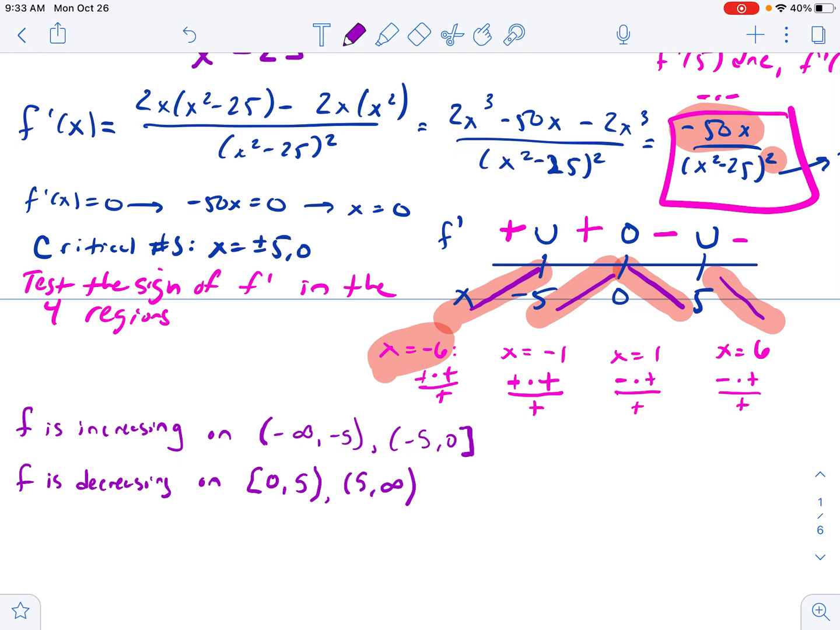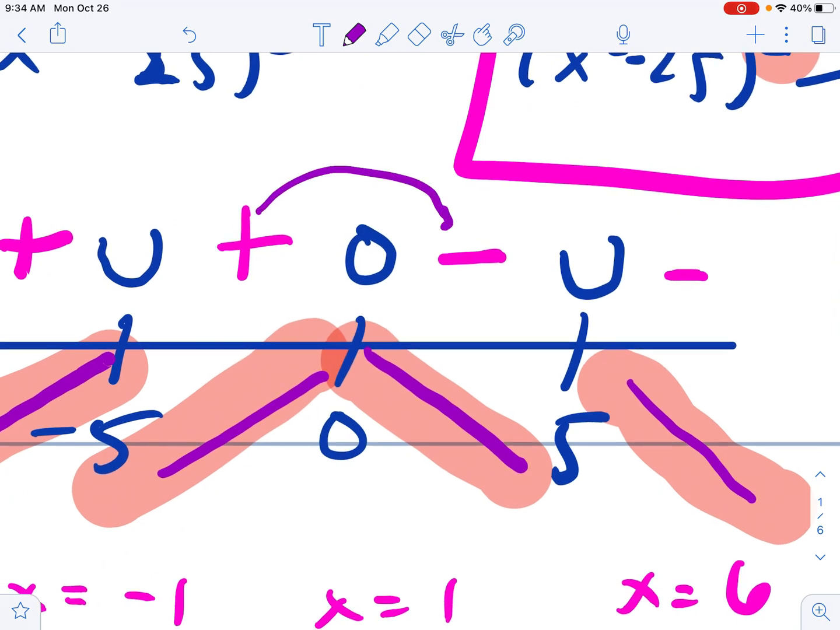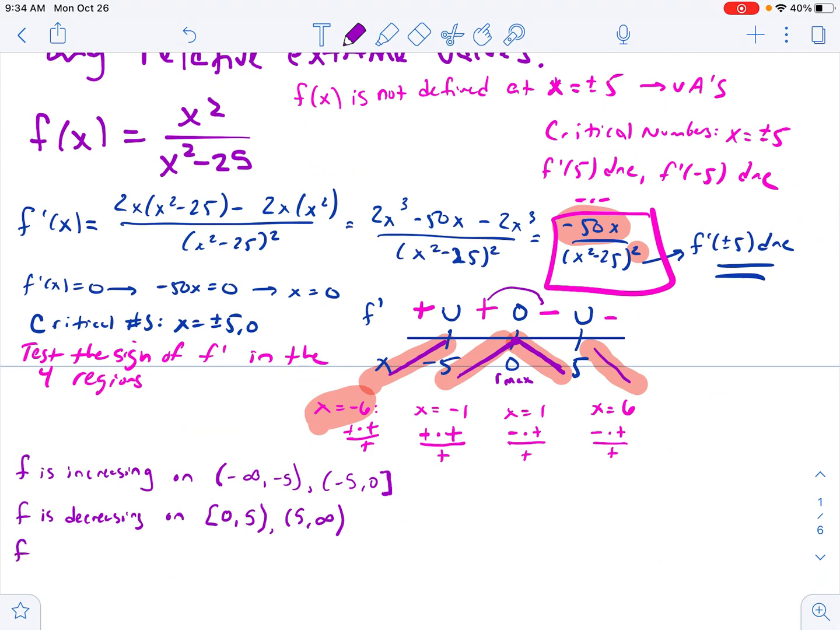In terms of relative max-mins, we actually only have one relative max. There's one spot where the derivative changed from positive to negative. And we can see it in the diagram. We were going up. Now we're coming back down. We have ourselves a relative max at x equals 0.